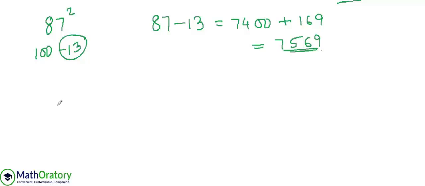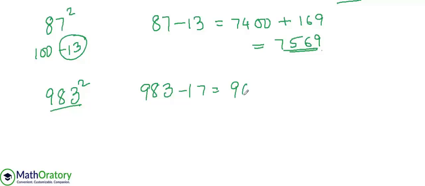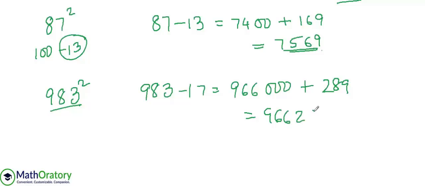As I said, this can be applied to any number which has a multiple of 50 nearby. Even scary numbers like, let's say, 983 square. This is having a minus 17 from 1000, right? So what you have to do is 983 minus 17, so that is 966, and then as we are taking it from 1000, three zeros, and then the 17 square, that is 289. So effectively what we have is 966289.